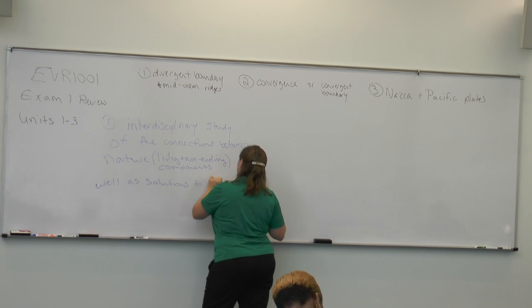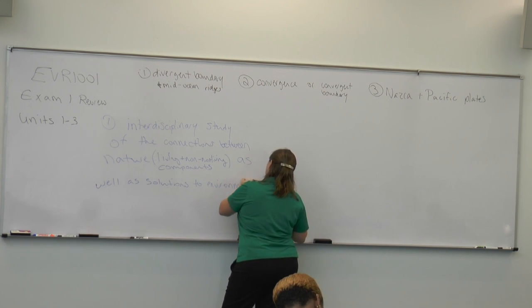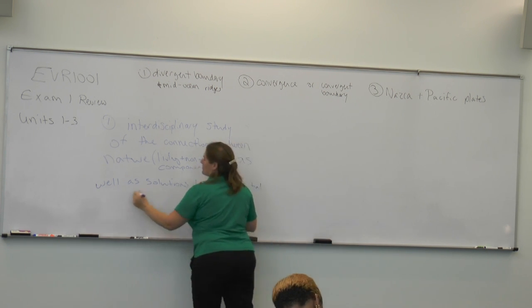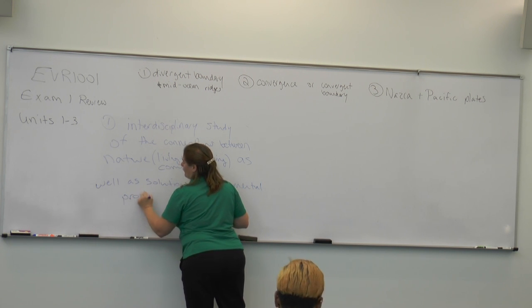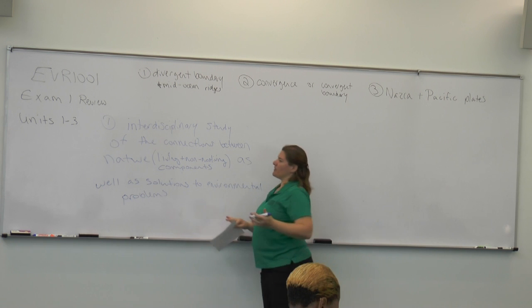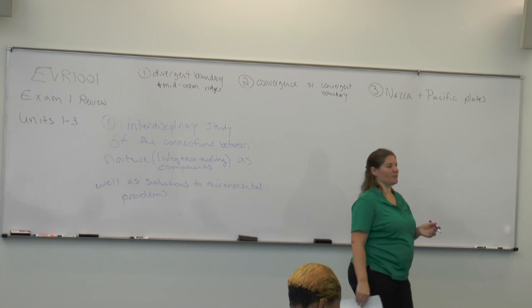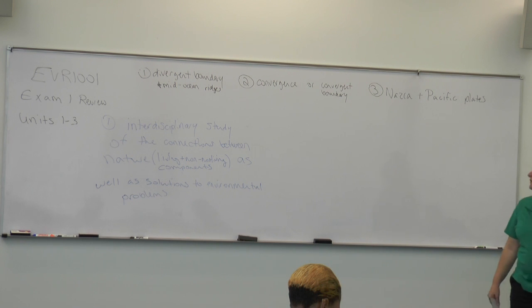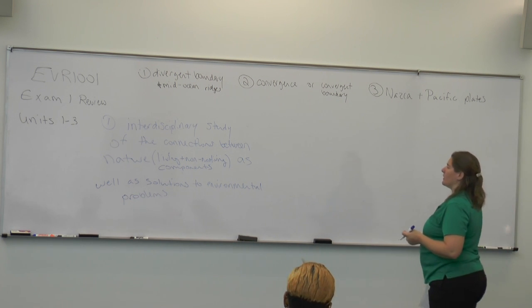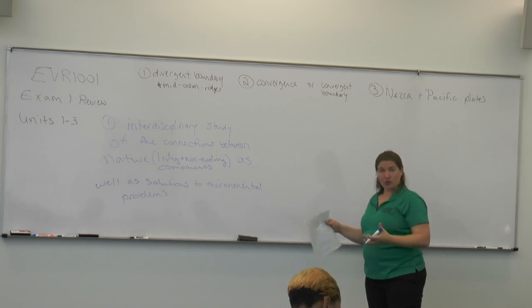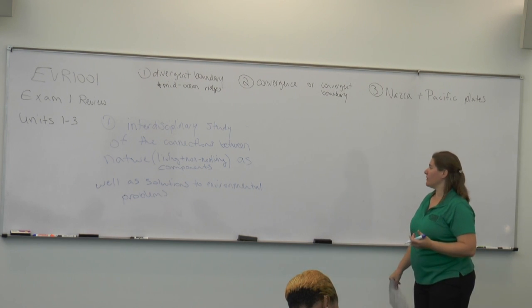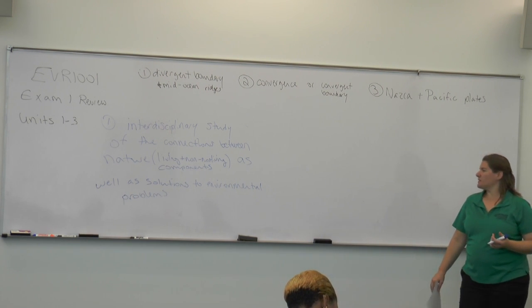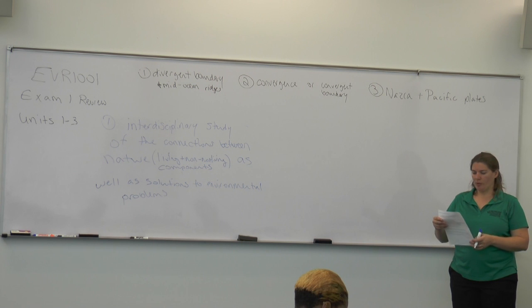Solutions to environmental problems. And there are really a number of ways that you can define environmental science, but something along the lines of this would definitely fit the bill. Okay. The interdisciplinary study of the connections between nature, which includes the living and non-living components, as well as solutions to environmental problems.